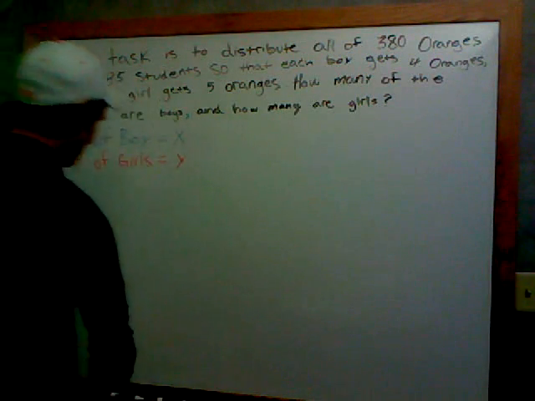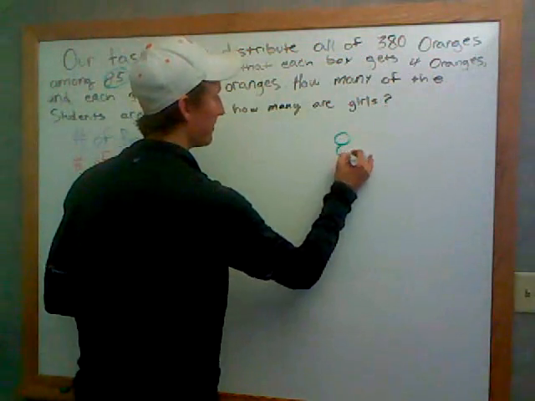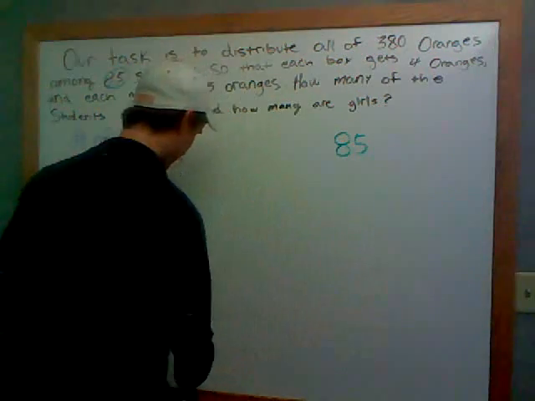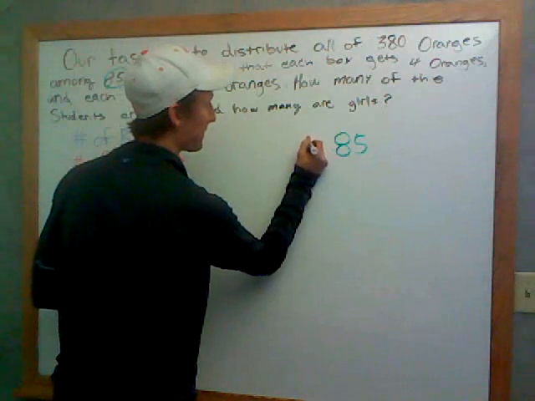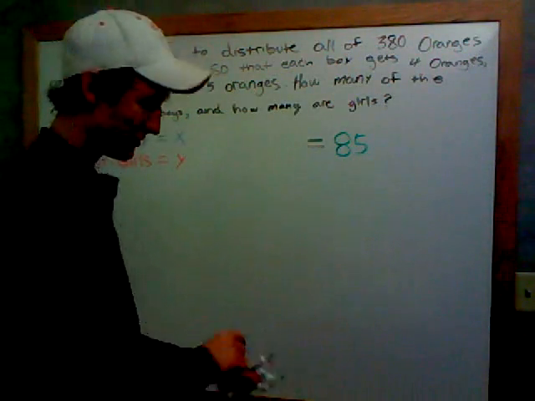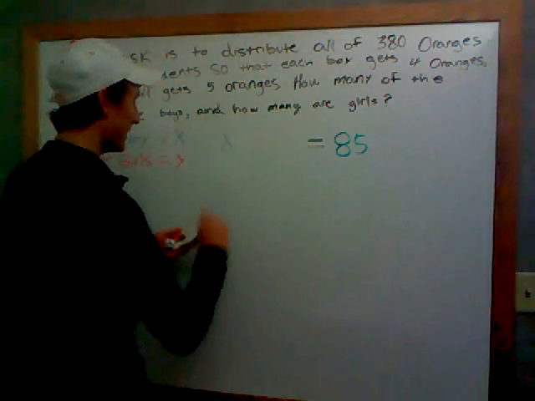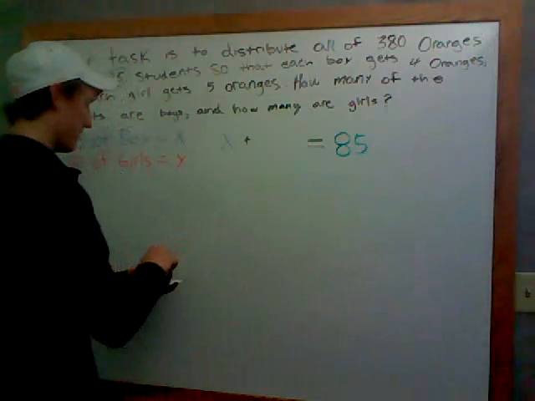We know that our total number of kids is 85, so we're going to write 85, and we know that whatever we have has to equal that. So to get that number, 85 students, we have boys and girls, so we're simply going to go number of boys plus the number of girls.